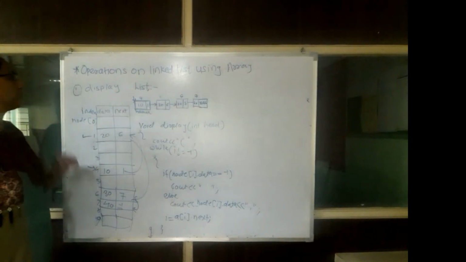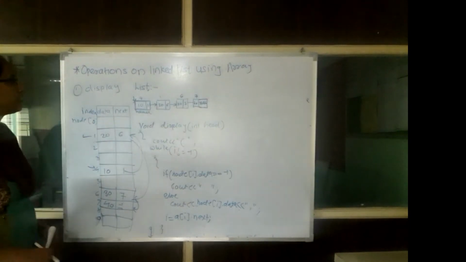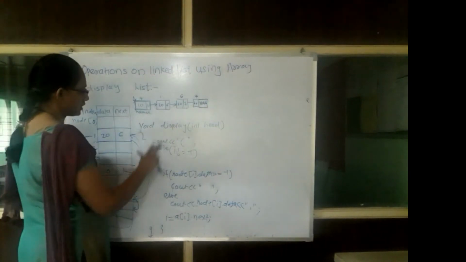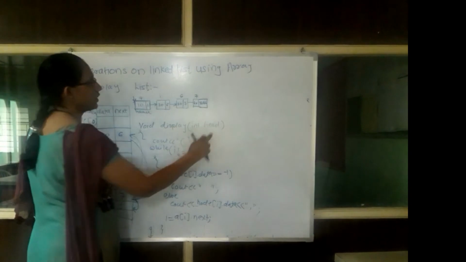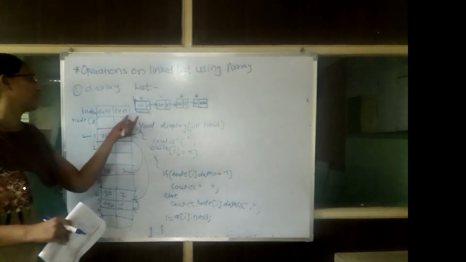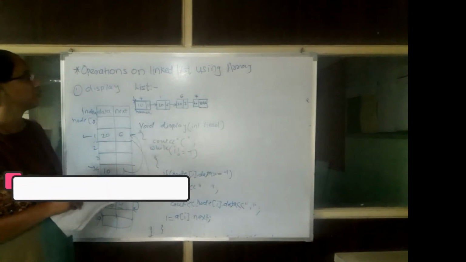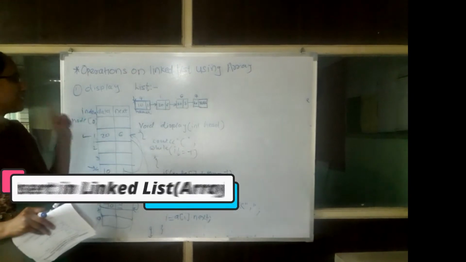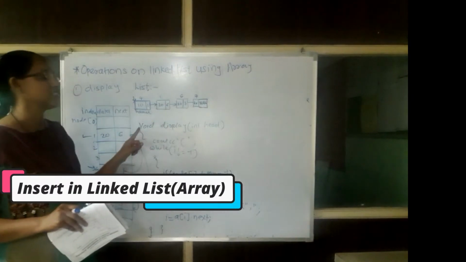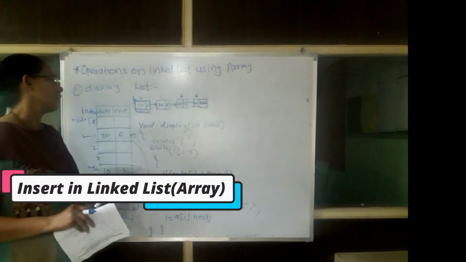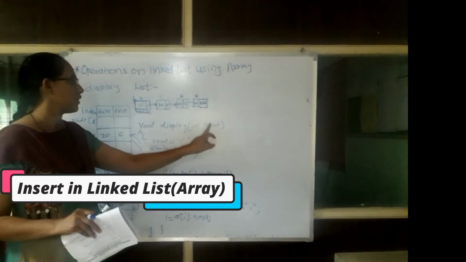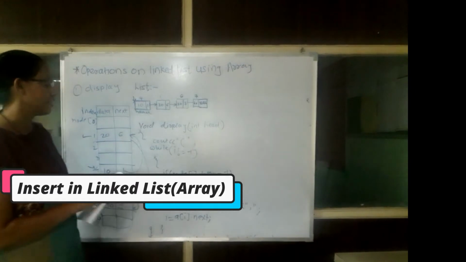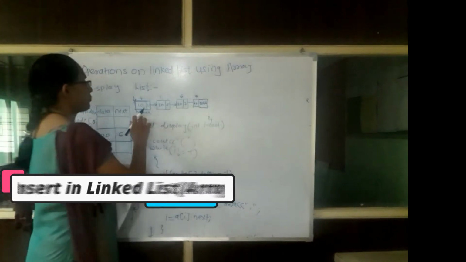Now, how to display the list? To display the list, suppose this is the pseudocode for the display function. We need to pass head, that is the starting address of the node. Here we are using an array, so we are passing the starting index of the array. The starting index we have stored in head in the previous function. So head contains the starting index as 4 for this example.